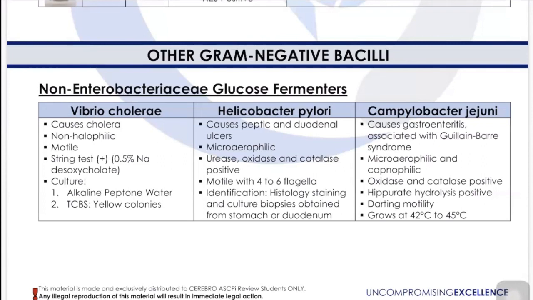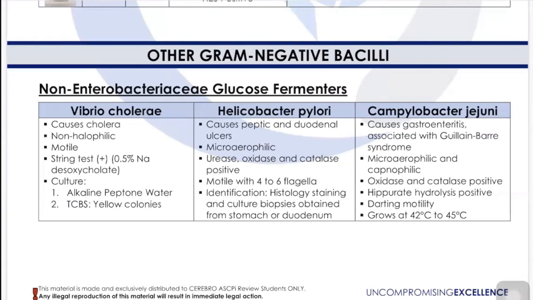Now, the other two, just to mention, we have Vibrio parahemolyticus and Vibrio vulnificus. Later on, I will draw a table for us to differentiate Vibrio cholera from the other two. Vibrio parahemolyticus and Vibrio vulnificus are Vibrio species that are halophilic. Vibrio cholera is motile and it is positive for the string test. The string test makes use of 0.5% sodium deoxycholate.